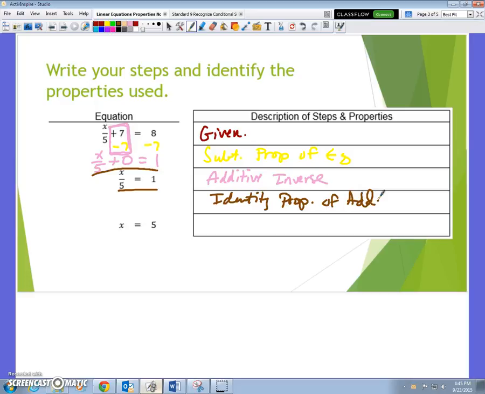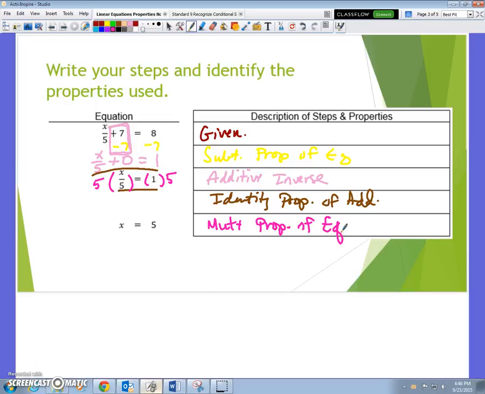The identity property of addition. Well, I'm almost done now. This problem's almost solved. I'm going to go ahead and multiply both sides by 5. And when I do that, believe it or not, this is the multiplication property of equality.